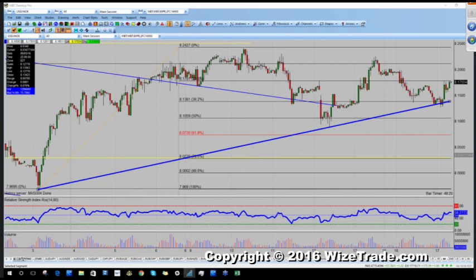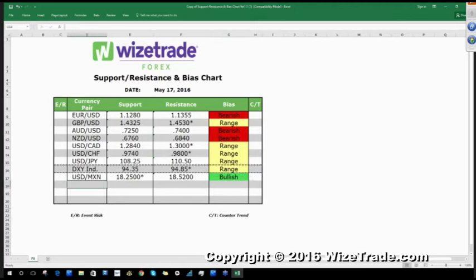Matter of fact, I'm considering, and I think I'm going to do it right now, I'm going to buy a little bit more US dollar Norwegian krona. I just did. As long as we stay above this support right here, 8.13, looks like it's going to move higher. 8.25. This is major resistance here. Okay.